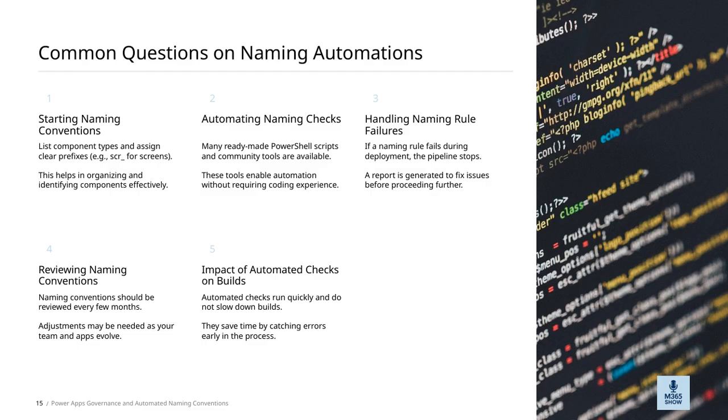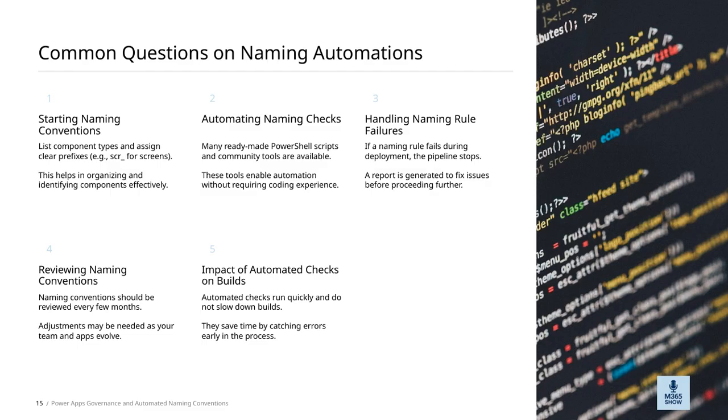The pipeline will automatically stop to prevent further issues. Plus, a report is generated so you can quickly identify and fix the problems before moving forward. This helps maintain consistency and quality across your apps. There are also many ready-made PowerShell scripts and community tools available that make automating these checks easier. You don't need to be a coding expert to leverage these tools, which can significantly streamline your process.